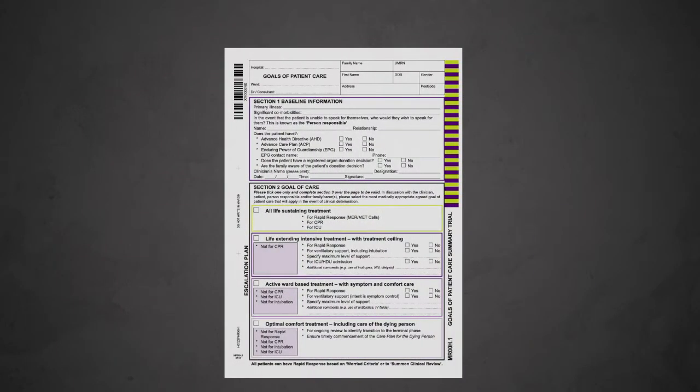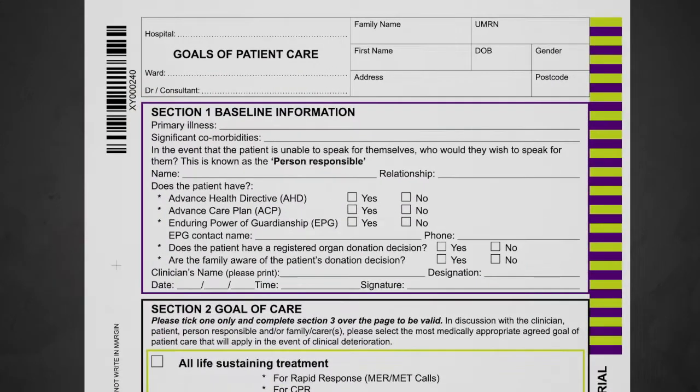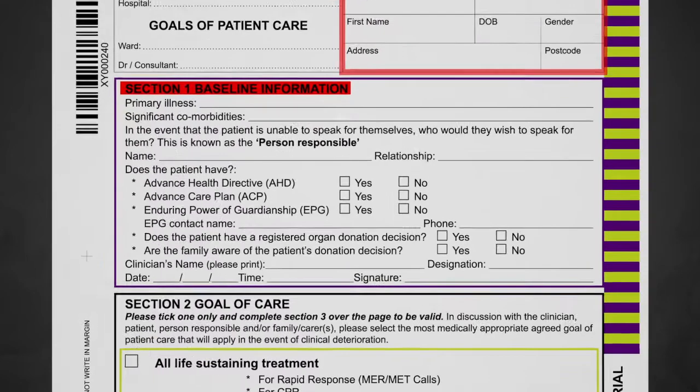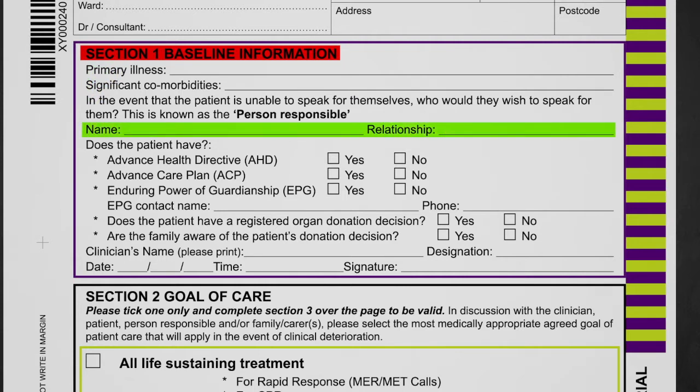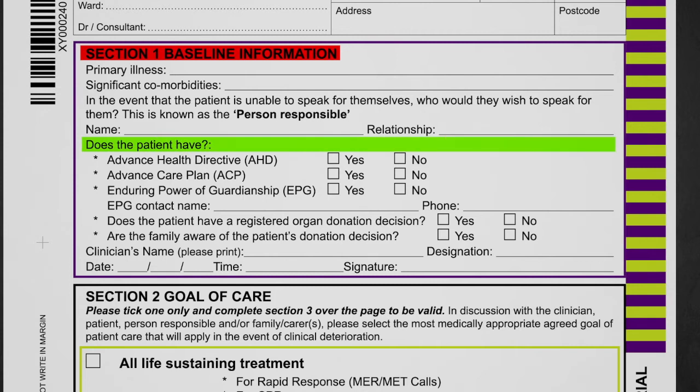This is where the Goals of Patient Care forms come in. First, ensure the document is labelled for the correct patient. Clarify the patient's diagnosis, prognosis, and comorbidities. This is a good opportunity to discuss the realistic goals according to probable outcomes. Decide who the patient would like to speak on their behalf if they cannot speak for themselves. This is known as the person responsible. Identify relevant documents relating to their care, including Advanced Health Directive, Advanced Care Plan, and Enduring Power of Guardianship.